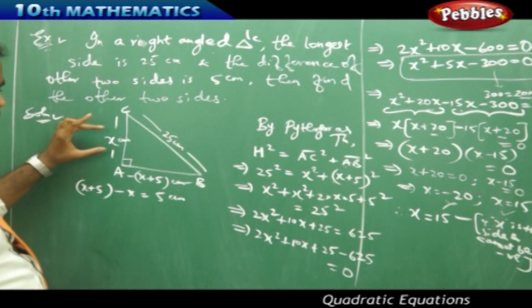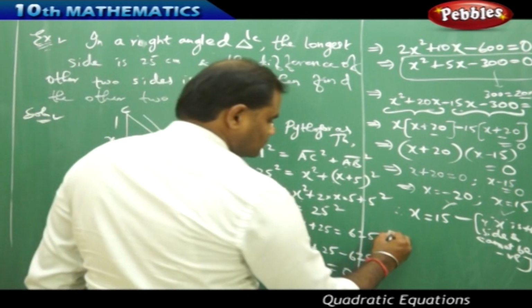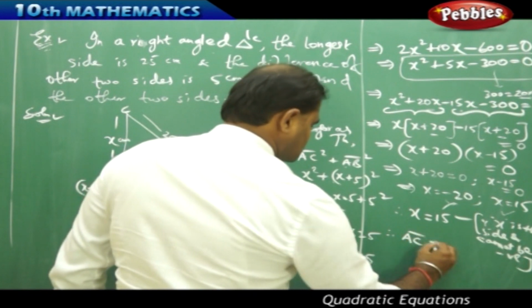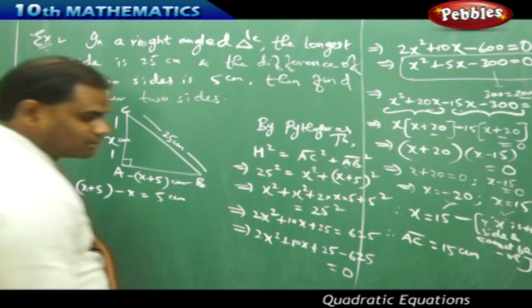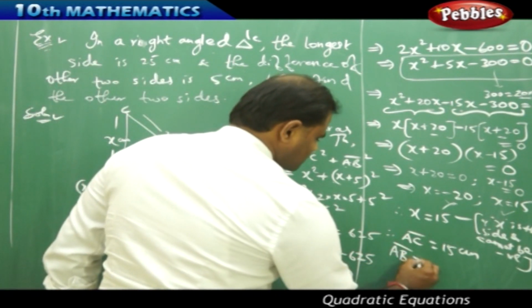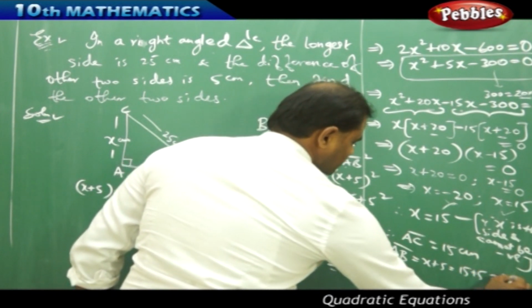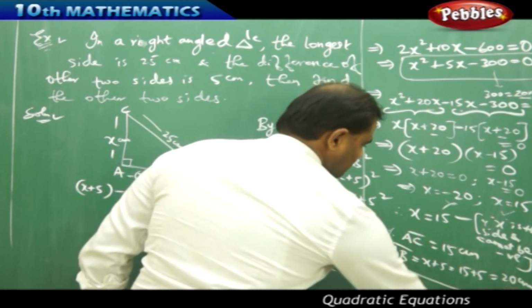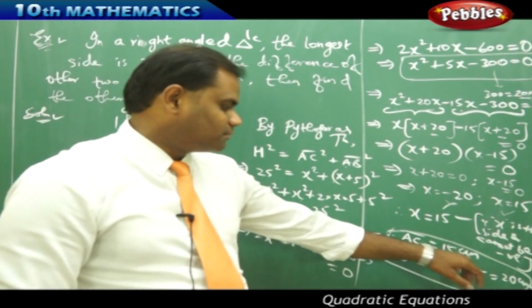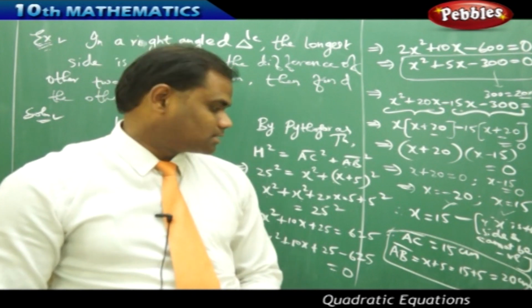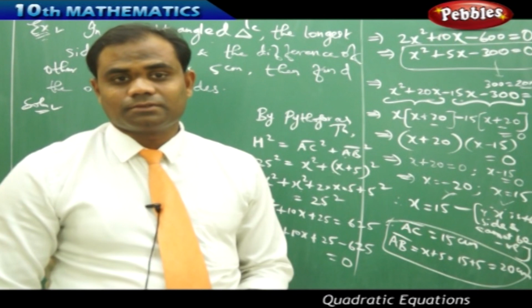But indirectly the question here is to find the other two sides. I can find the sides. One of them is 15, the other is 15 plus 5. Therefore, AC is 15 centimeters, and my AB, which is x plus 5, is 15 plus 5, which is 20 centimeters. So these are the other two sides of the right angle triangle. One side being 15 centimeters and the other side is 20 centimeters in a right angle triangle ABC.